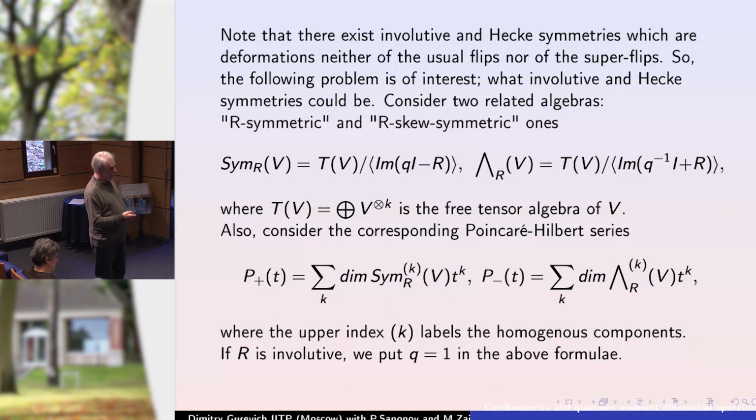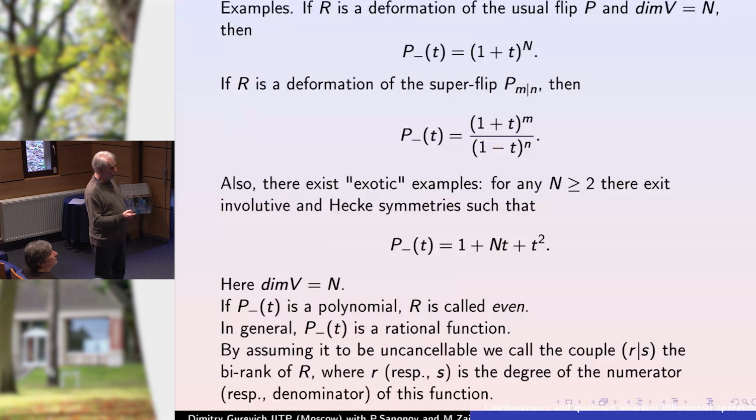Okay, now I present here some examples. For the usual flip, we have the following Poincaré-Hilbert series. Here we have the Poincaré-Hilbert series for the super flip, gl(m|n). And many years ago, I constructed many examples with the following Poincaré series. So n can be very, very big. If P minus is a polynomial, R is called even, in a general sense, of course. But in general, these functions are rational functions.